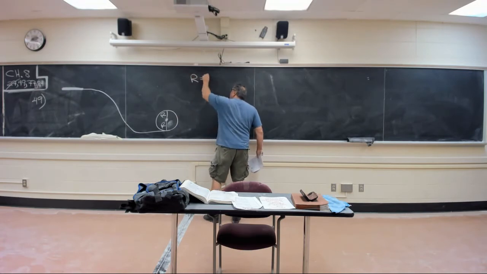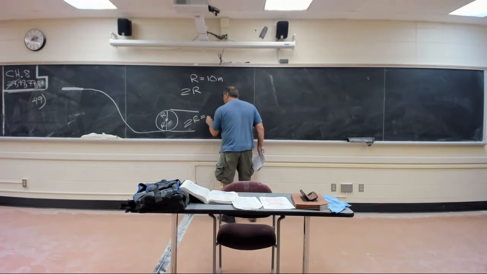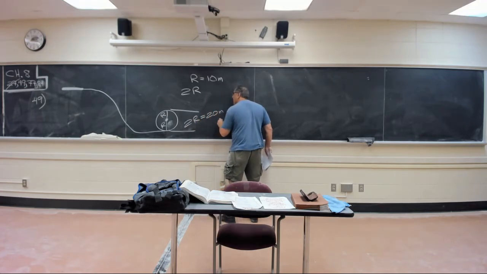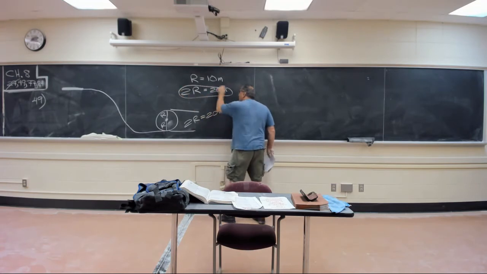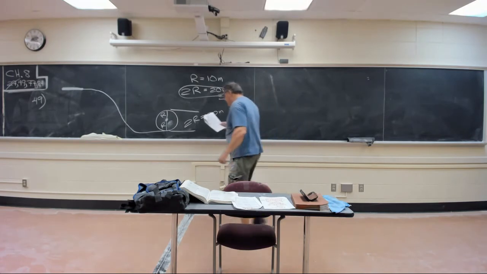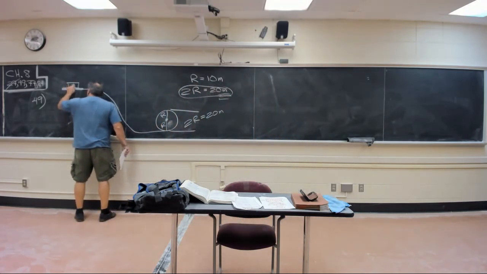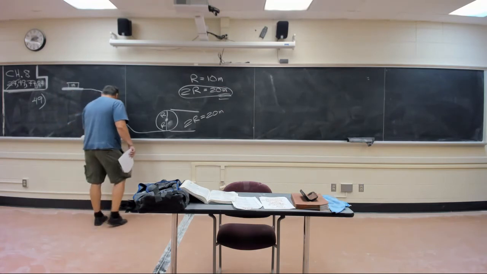The radius is 10 meters. 2 times the radius is that height, which is 20 meters. Okay, well, nice little exercise there. This guy is the mass M.